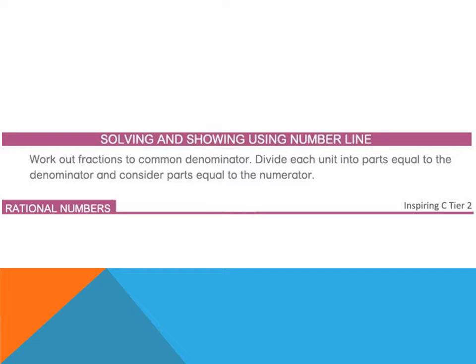Solving and showing using number line. The first step to do that will be to work out fractions to a common denominator, divide each unit into equal parts according to the denominator, and consider parts equal to the numerator. So just as we added and subtracted fractions using number lines, here also we are going to do the same thing.